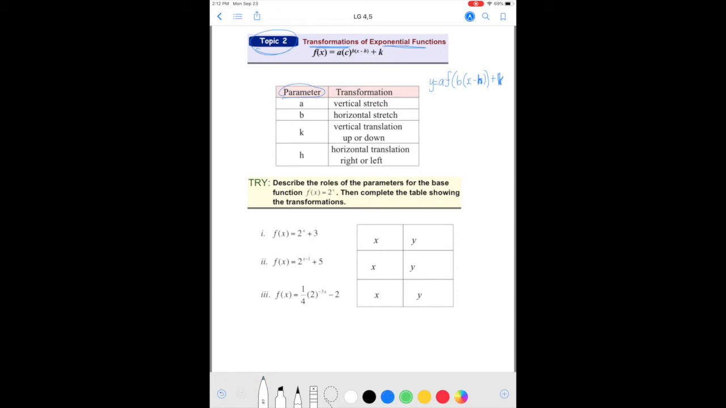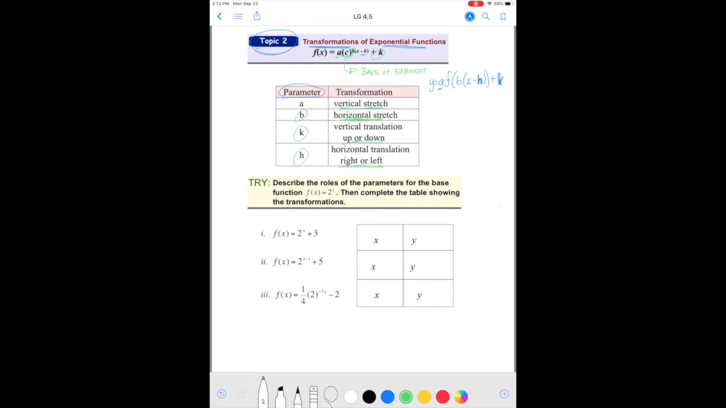And now you'll really understand that when there's a bracket here, that's c. That c is the base of the exponent, the base of the power. Okay, so let's just recap. Remember the a, doesn't matter if it's here, that is the vertical stretching. The b, which is up there, that's the horizontal. The k, that's the up and down. And the h, which is inside the bracket, that's the right or left.